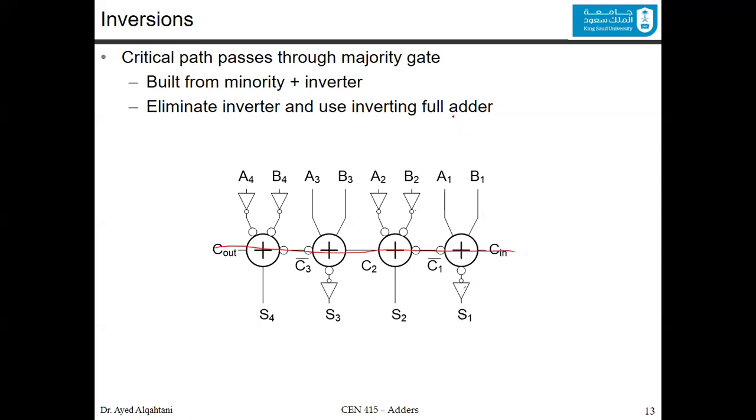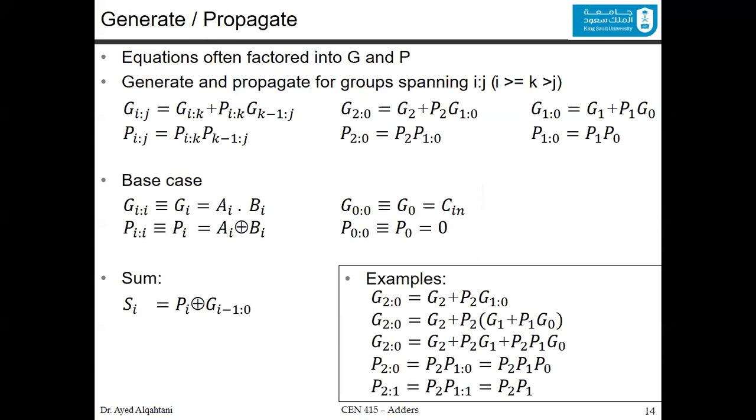So as it's said here, it eliminates the inverter and uses inverting full adder patterns. Now, coming back to the generate and the propagate signal. We have an equation that's often factored into P's and G's, or the propagate and generate signals. So to understand this, let's have the base case, and then we discuss the generate and propagate for the grouping.